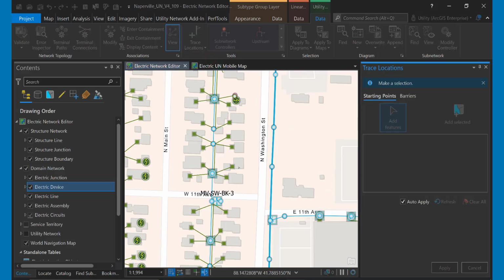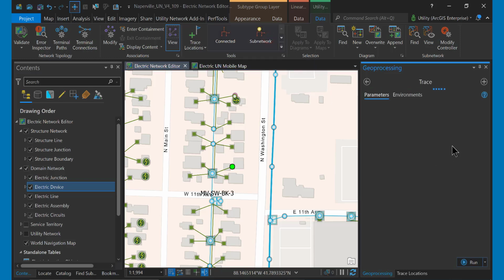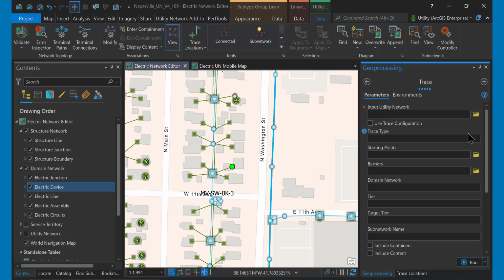So the first thing that I need to do is set a starting point. We'll set a starting point at this low voltage service here. I'm going to run this trace so we can now trace from a meter to a generation source, meaning we're going to be tracing all the way from a customer meter to a generation plant. So this trace is going to show me all of the features that are associated with the upstream trace.